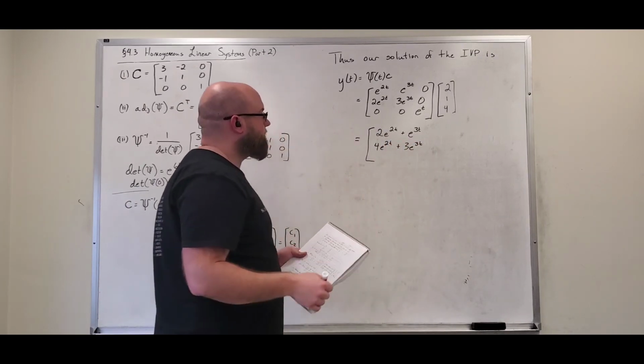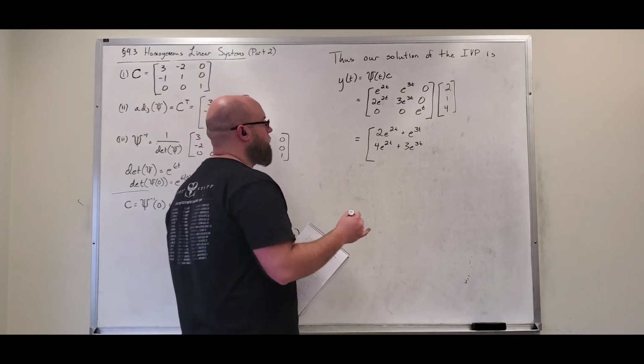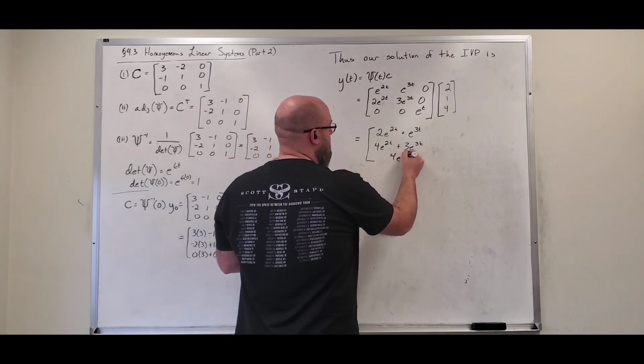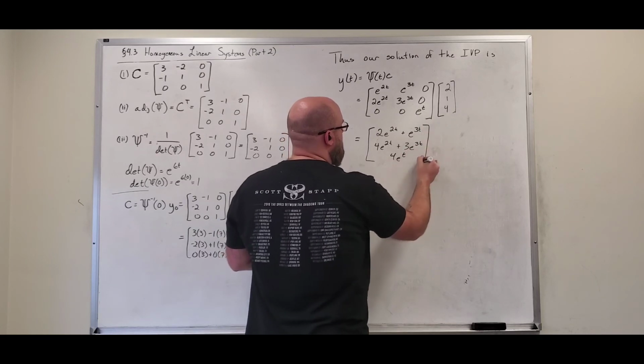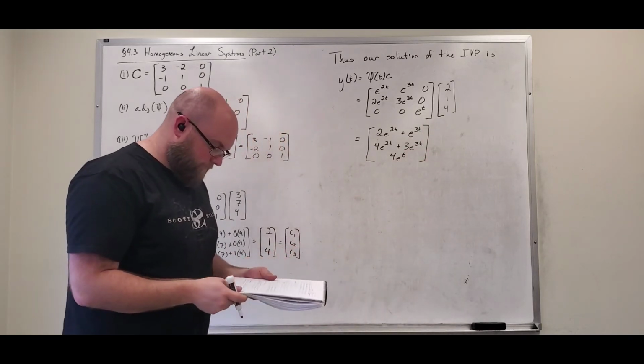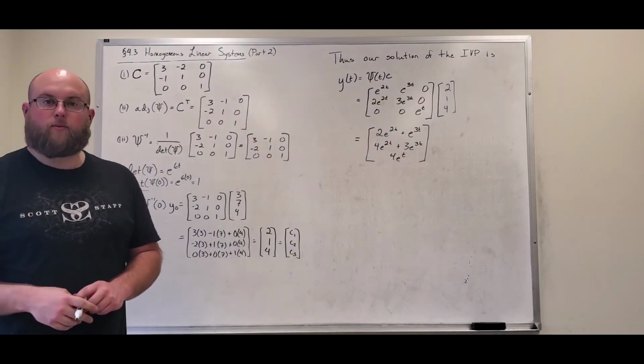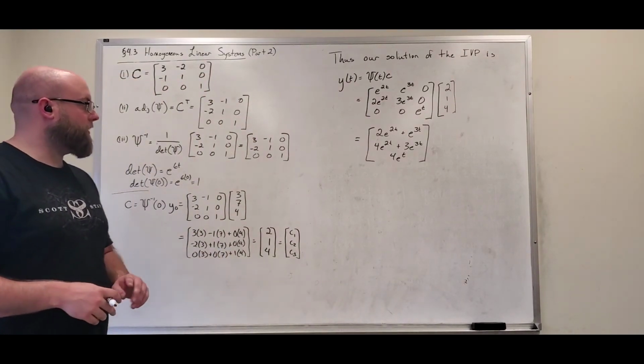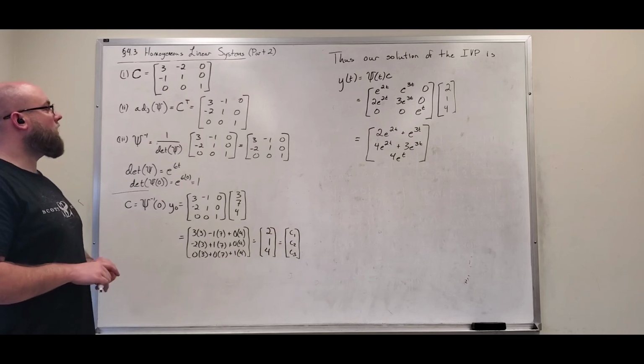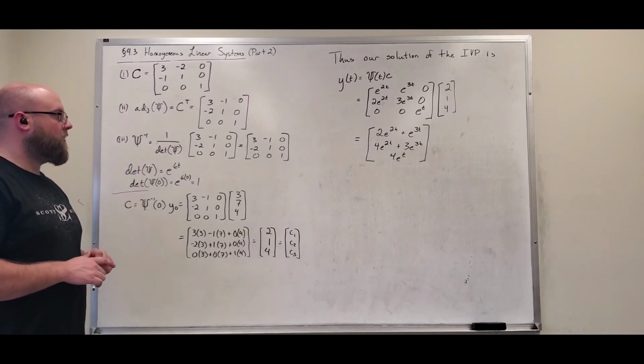And then 0, 0, 4e to the t. And that is our solution for this IVP. And that's where I'm going to stop this video. So this is how you go about solving an IVP once you find out what the solutions are.